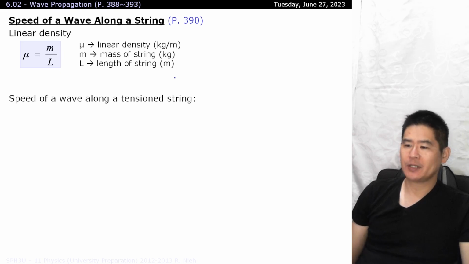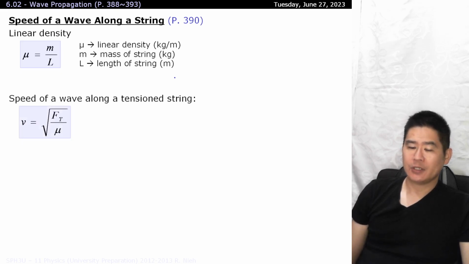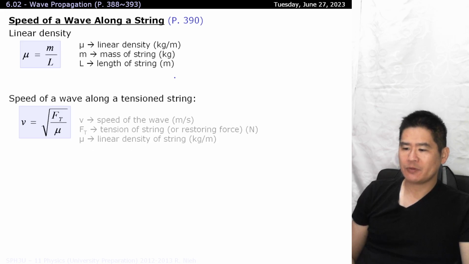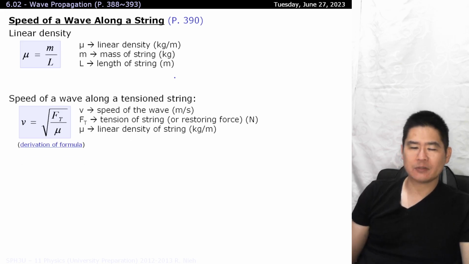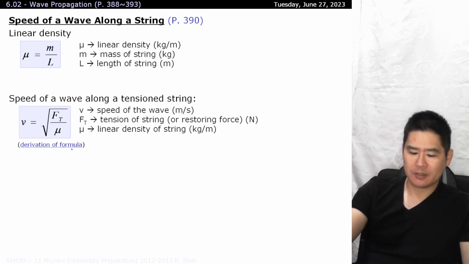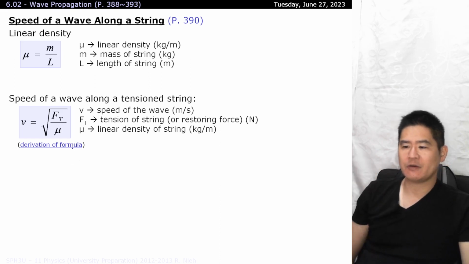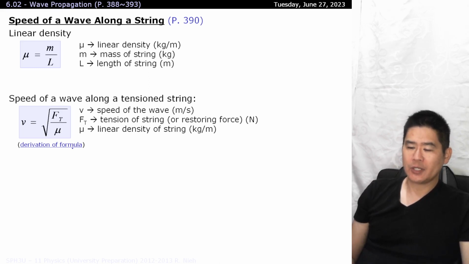And the next formula, which I can't really prove to you, but it works out to this. V is equal to the root of tension of the string divided by linear density. The reason why I can't prove it to you is because it does involve something known as calculus. And if you are really curious, you can just take a look at it online, and you can see the derivation of how the formula is created. All right. But what we're more interested in is the correlations here.